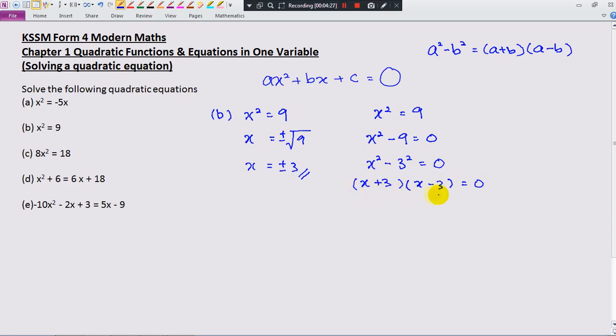Okay, this multiplied by this, you get 0. One of them must be equal to 0, right? x plus 3 is equal to 0, or x minus 3 is equal to 0. x is equal to negative 3, x is equal to 3. These two are the roots of this quadratic equation. You see, we get the same answer. Let's go to part C.